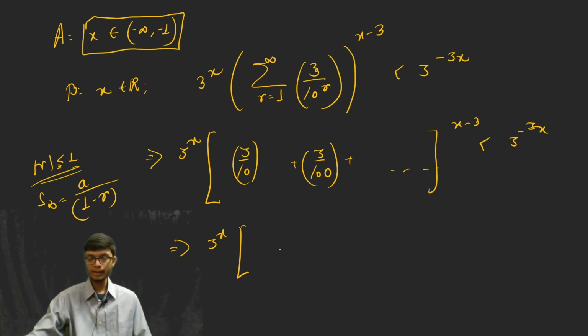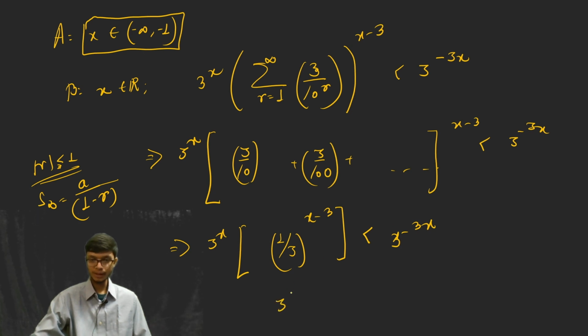So 3 by 10 by 1 by 10, 1 minus 1 by 10, that is 3 by 10 by 9 by 10, and the result will be equal to 1 by 3, and 1 by 3 whole raised to the power x minus 3, and if it is less than 3 to the power minus 3x. So from here you'll basically get the solutions.